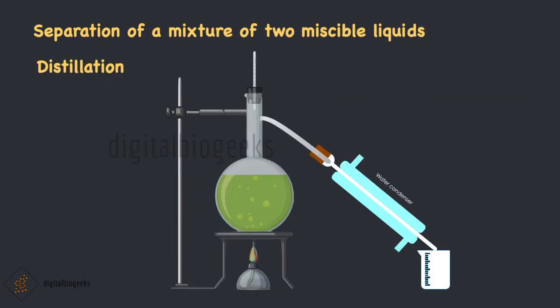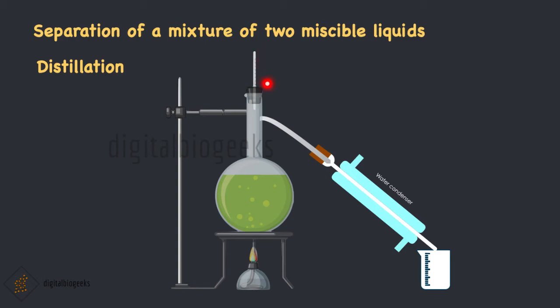Separation of a mixture of two miscible liquids. Miscible liquids are ones that can mix together. Example of miscible liquid is acetone and water. Let's try to separate a mixture of acetone and water by using the distillation process. Take a stand and place a distillation flask over it. This is the distillation flask. Pour the acetone and water mixture in the distillation flask. Close it with a cork and place a thermometer.